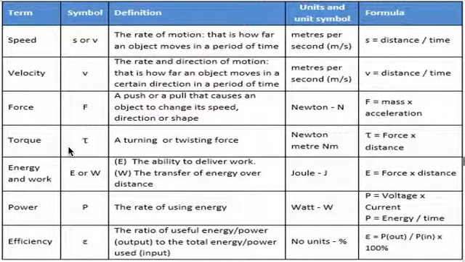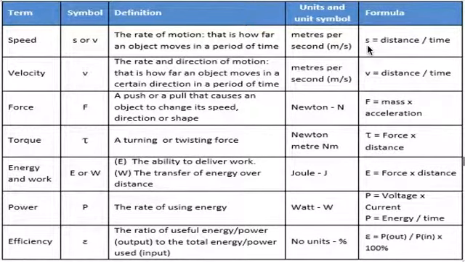These are some of the terms and definitions that you need to understand for the mechanics course. So we've got the first one there, which is speed, and we generally think in everyday terms of speed as being kilometers per hour, but in terms of mechanics we need to talk about meters per second. That's the standard unit, meters per second. And it's the rate of motion, how far an object moves in a period of time.